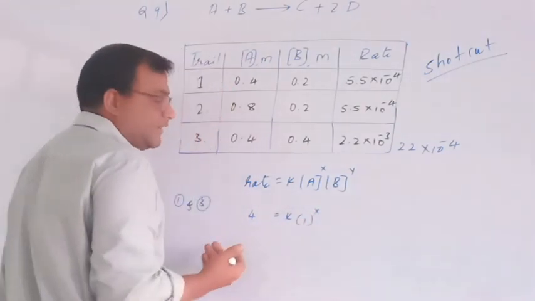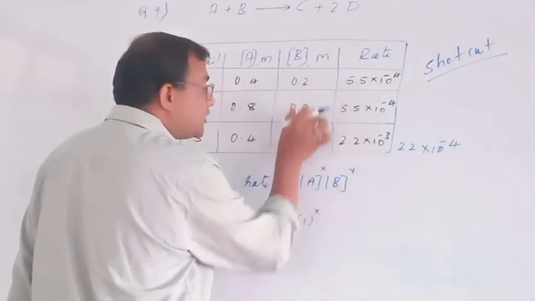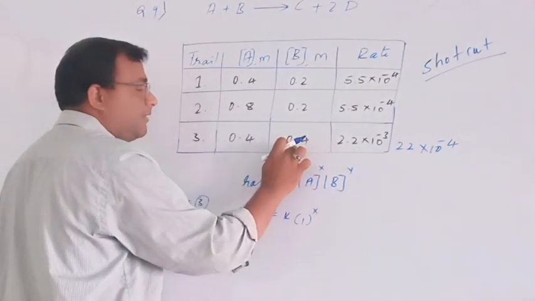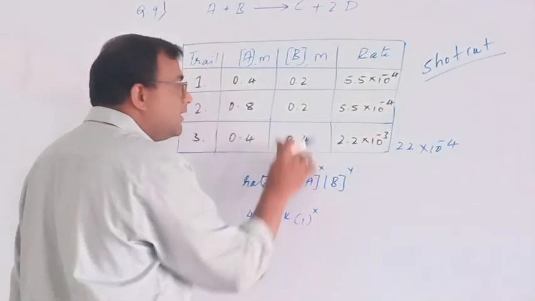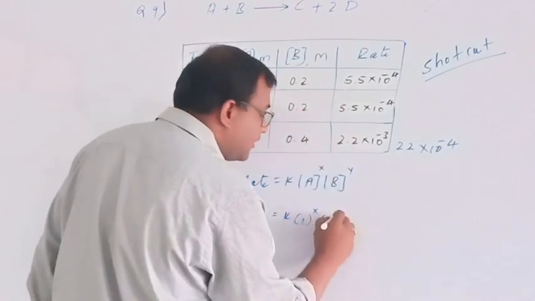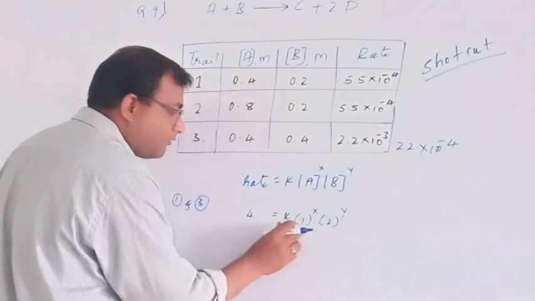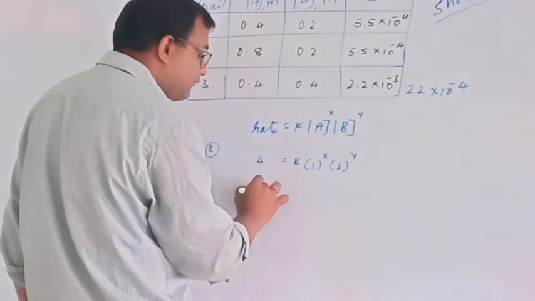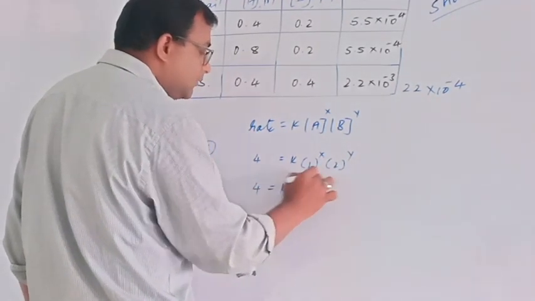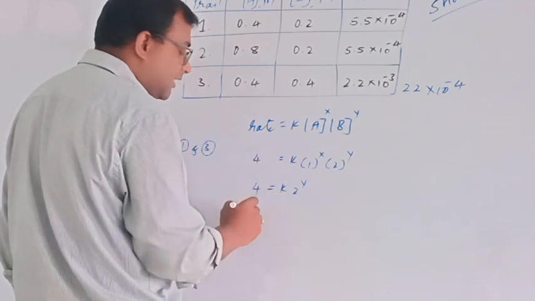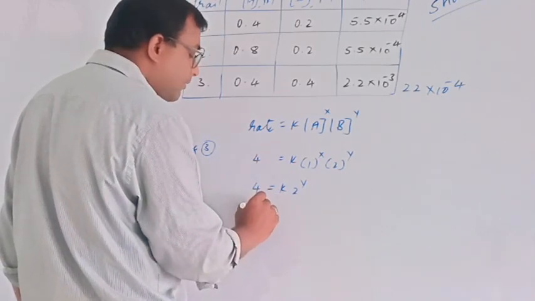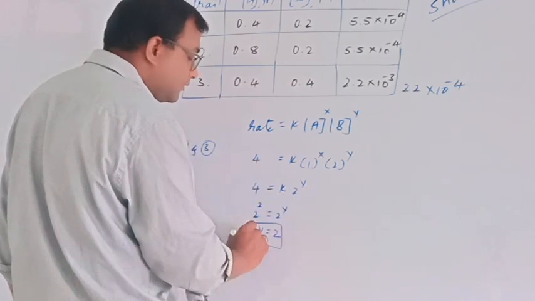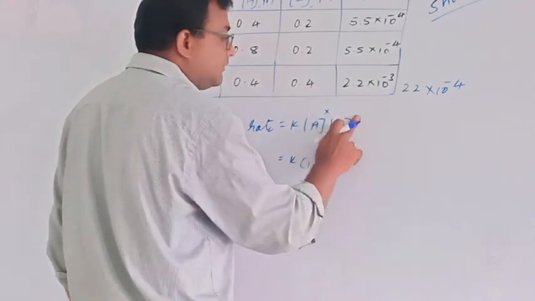Nothing has increased for A. Then molar concentration of B, considering trial number 1 and trial number 3: how many times does it increase? It increases 2 times, power y. So 1 into anything is 1 only, so 4 is equal to K into 2 power y. K is also a constant, then 4 can also be written as 2 power 2 is equal to 2 power y. Then y is equal to 2. We got the answer, y is equal to 2. Now write down y is equal to 2.